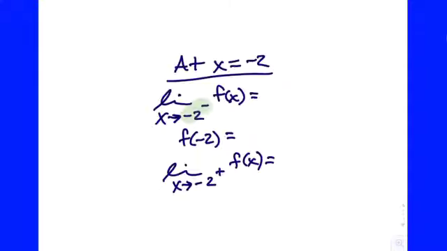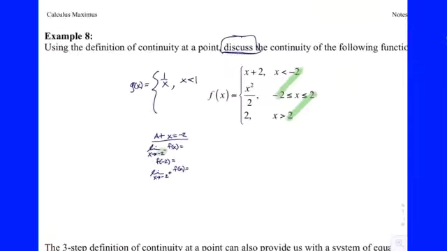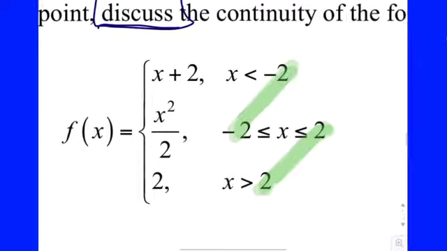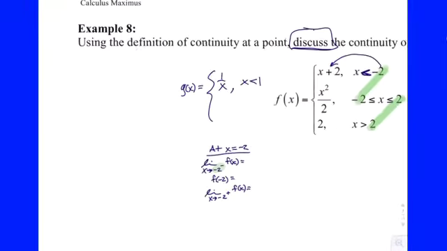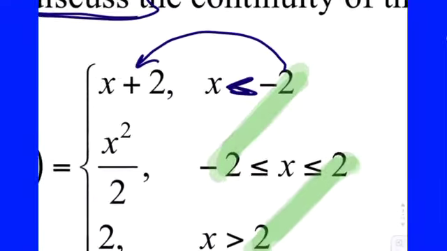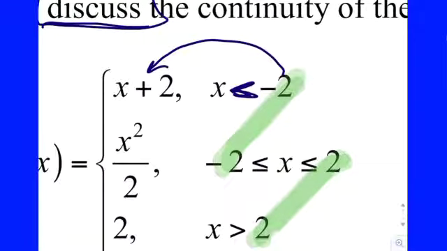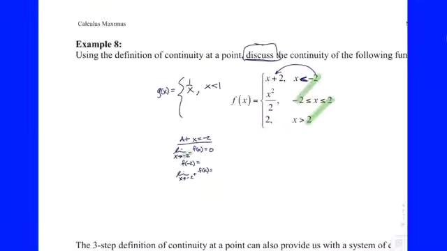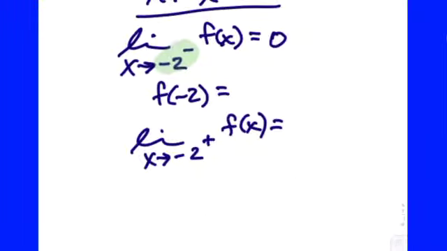The limit as x goes to -2 from the left. -2 from the left. Which piece? Top, bottom, or middle? The top, right? Remember, left of is less than. So right there, by direct substitution, we get 0. Now, we don't care if it's a solid dot or an open circle at this point. If you were to graph it, it would be an open circle, but the limit doesn't care what happens at -2. That's this guy's job, f of -2.